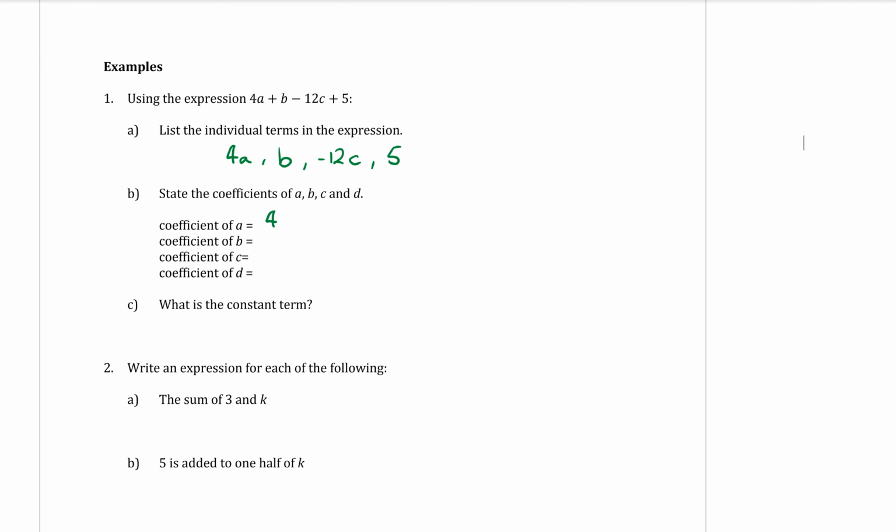Coefficient of B. Nothing. If there's nothing there, remember our lovely little tricks we do for algebra? If there is no number in front of a letter, it means it's a 1. Okay, so trying to trick you there, that's a 1. What is the coefficient of the C? 12. Don't forget, when there's a minus sign, you have to remember to include that minus sign, minus 12.